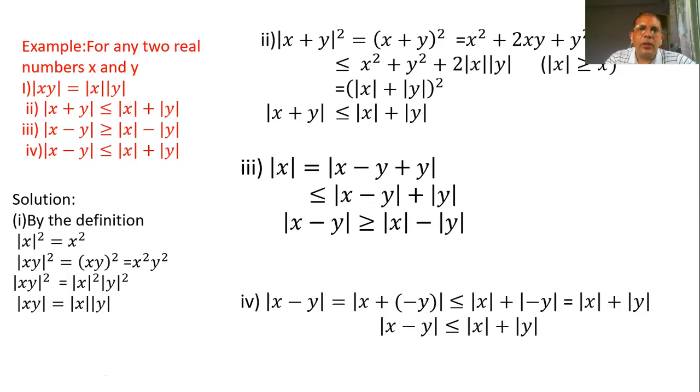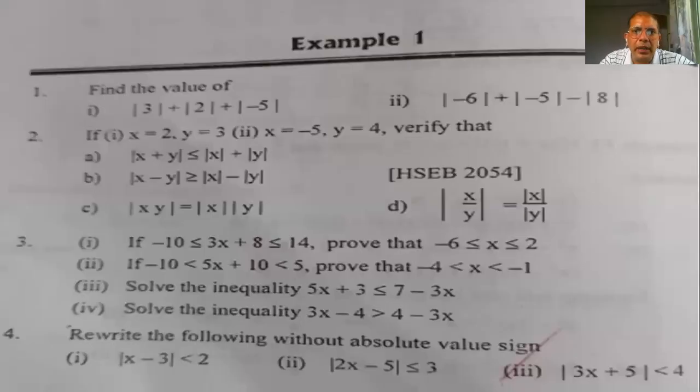Okay, I want to start with example number 1. It is exercise number 1 from the set. So in question number 1, find the value of |3|+|2|+|−5|, like this way. I will do some questions here and leave some for your homework. For this one, I will do the first question and the second is for your homework, and for the others I will do the first ones and you can do the second ones.